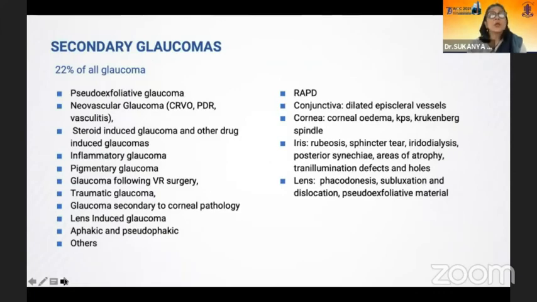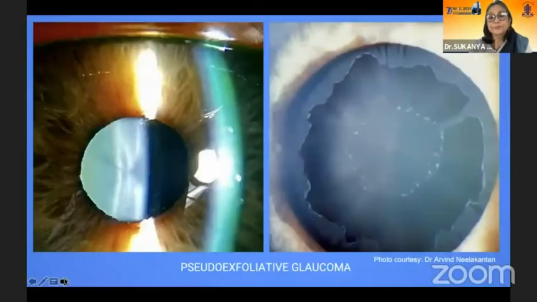Secondary glaucomas constitute 22% of all glaucomas. So it's very important to do a slit lamp examination, and often we have clues which will indicate the etiology of the glaucoma. Pseudoexfoliative glaucoma, neovascular glaucoma, steroid-induced glaucoma, inflammatory glaucoma. These are the commoner forms of glaucoma. And a quick examination, looking at the pupil, looking at the conjunctiva, cornea, the iris, and the lens in a systematic manner will always identify the presence of the secondary glaucoma.